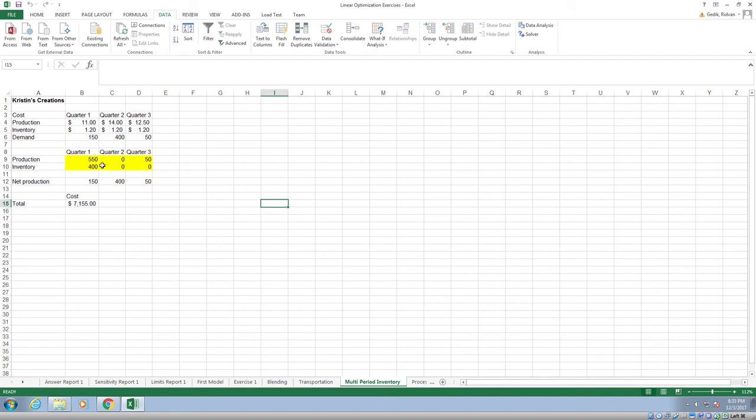According to this graph, I produce in the first quarter, and then I don't produce anything in the second quarter. I think this is because labor cost is really expensive, $14, right? And then I use whatever I produced in quarter one for quarter one and for quarter two, and then again I produce the demand value for the spring in quarter three, and then don't keep anything in inventory. The total cost for this production plan is $7,155. That's pretty neat.